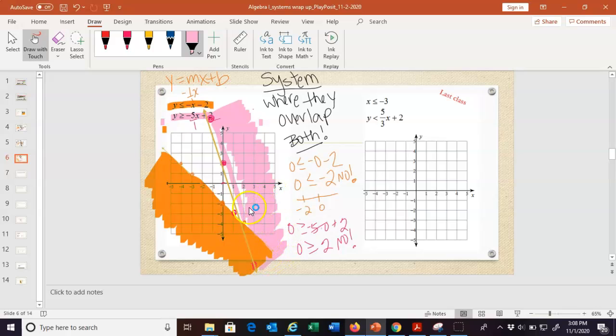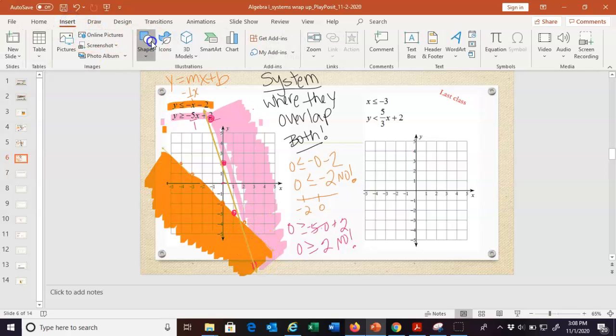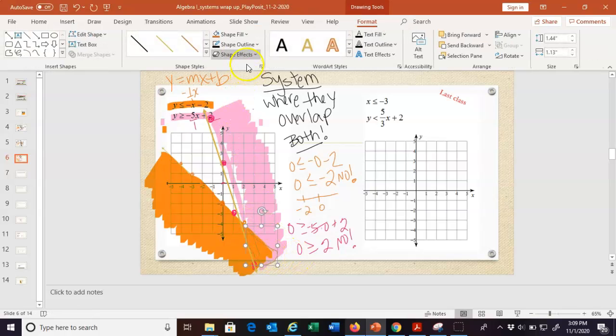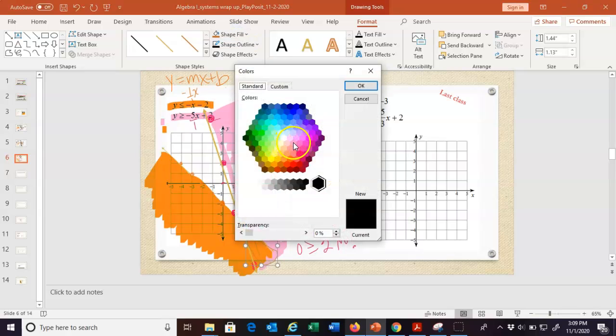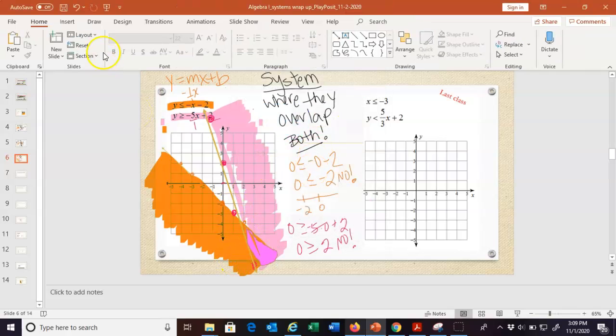Oh, my mouse is not going to let me shade this part. That's funny. Well, I need to shade right here as well. So let's insert a shape. This would work way better in New Row. So this is also our pink color. There we go. So we also want to shade that part.